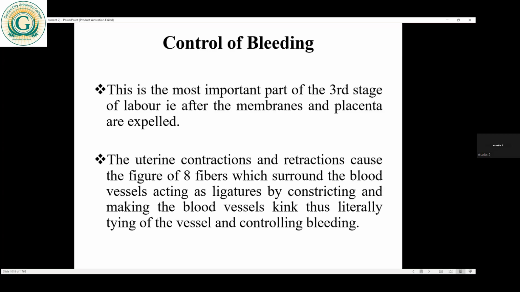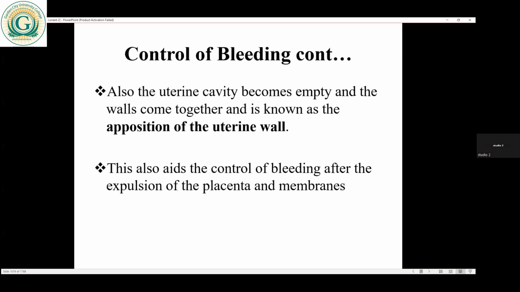It does not necessarily mean that after the woman has delivered, you will not see blood. You see blood, but the blood will not come plenty like the woman has in postpartum hemorrhage. Also, the uterine cavity becomes empty and the walls come together, which is known as apposition of the uterine walls. This also aids in the control of bleeding after the expulsion of the placenta and membranes.